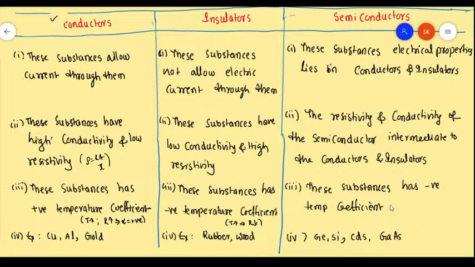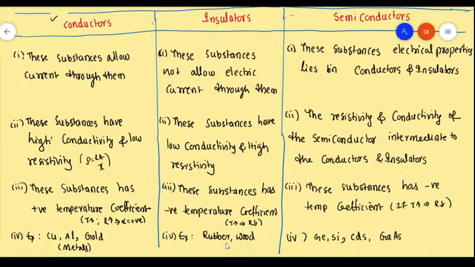Negative temperature coefficient means if temperature increases, then what happens? The resistance decreases. Right? And examples for the conductors are copper, aluminum, gold. You know that all the metals are conductors. And insulators are rubber, wood.